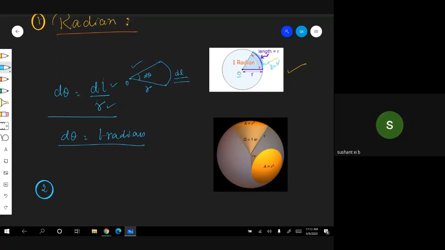1 radian is equal to the angle subtended by an arc at the center of the circle of radius r. Of radius?